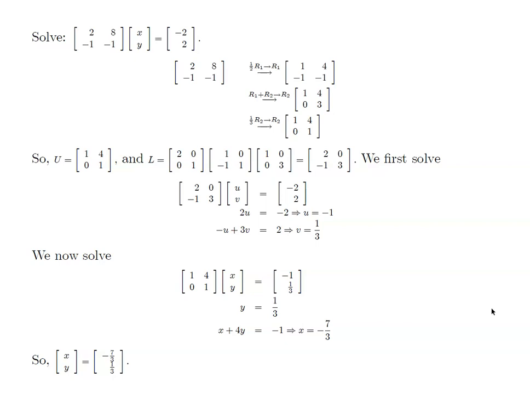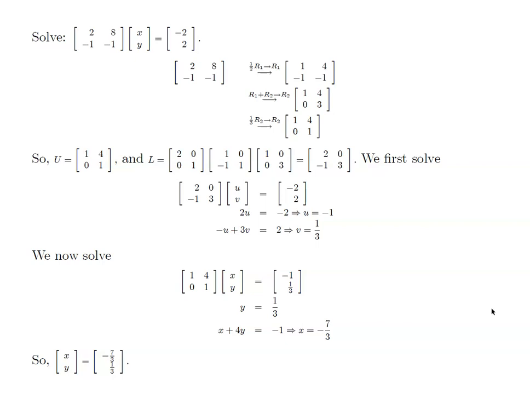That gives us the 1, 4 for the first row. Then notice that we need to get a negative 1 below that 1 in the upper left-hand corner, so we need to add row 1 to row 2. When we do that, we get a 3 in the lower right corner. We need that to be a 1, so we do 1/3 row 2 replace row 2.